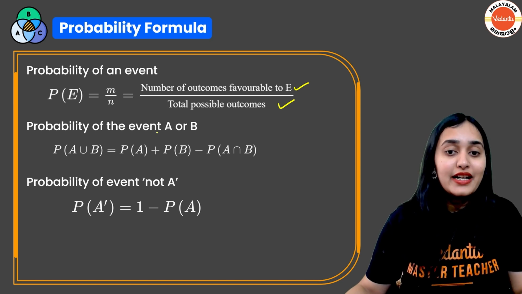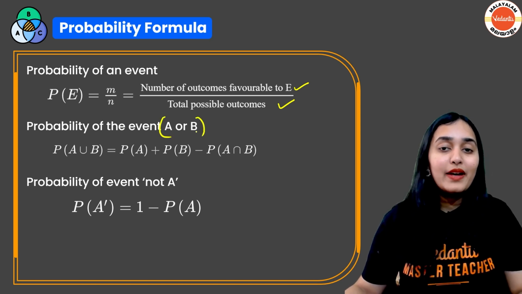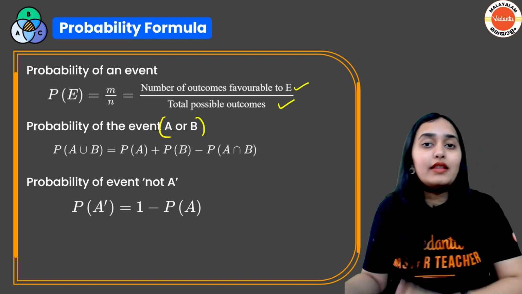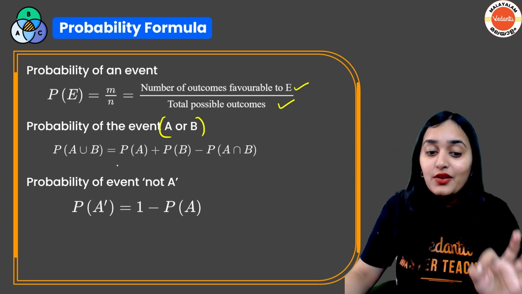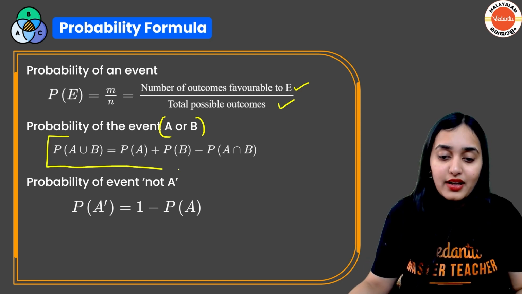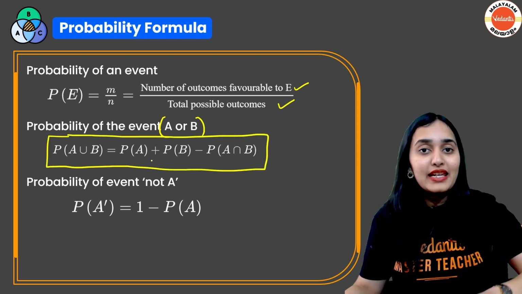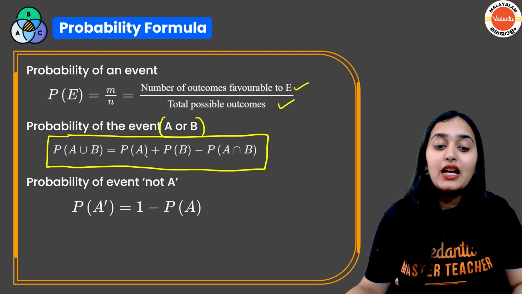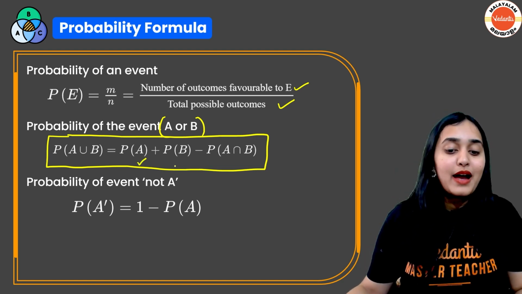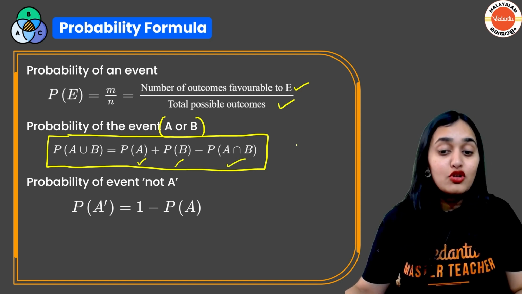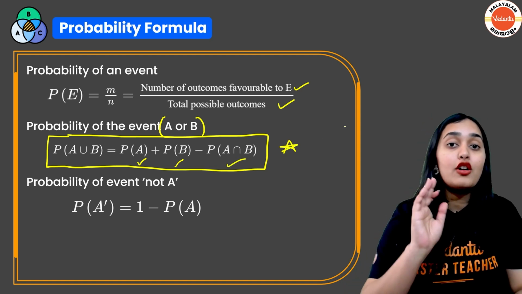Probability of event A or B. So, what is A or B? That either this will happen or this will happen. It is calculated with the help of this formula, which is known as A union B. And what is the formula for A union B? Probability of A plus probability of B minus probability of A intersection B. You should remember this formula. It is asked in a lot of questions.